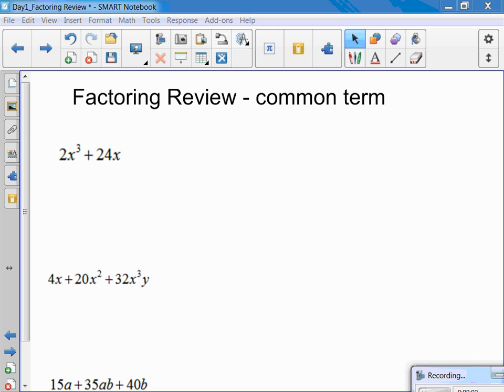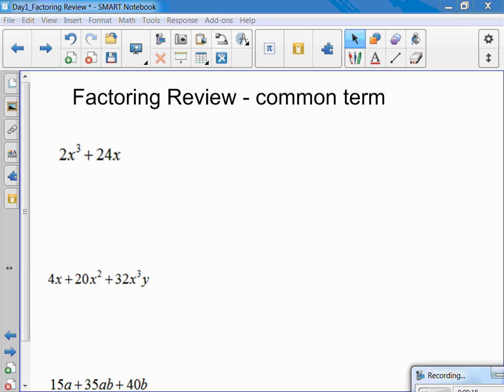All right, so starting off, it's factoring having a common term. In this case, we have our 2x cubed plus 24x. How am I going to factor that?